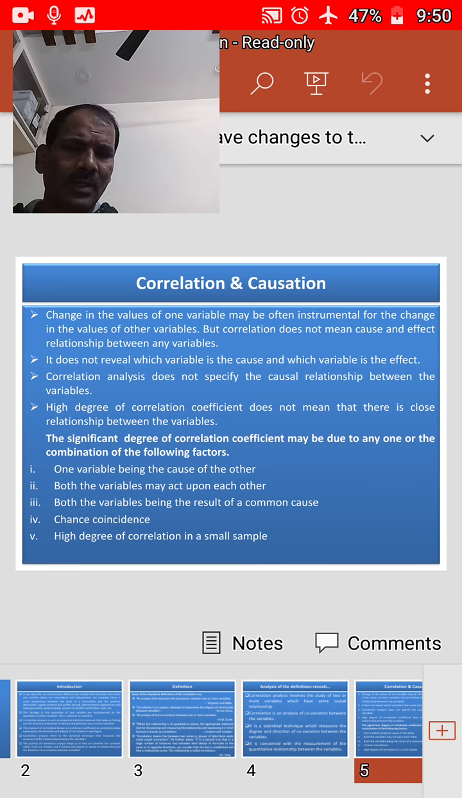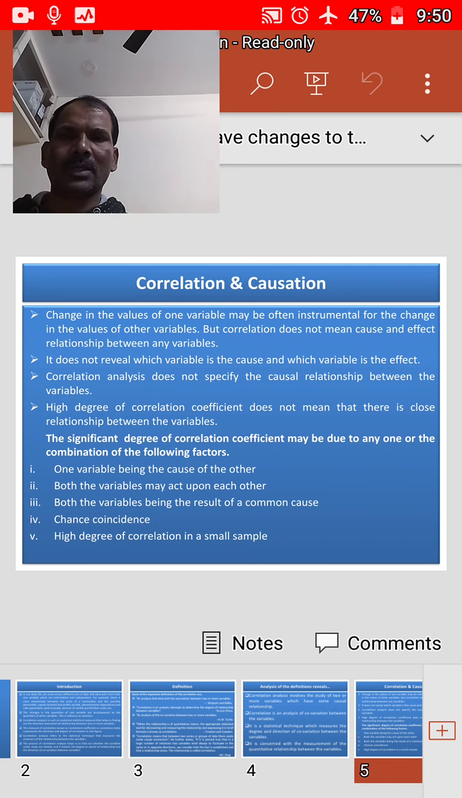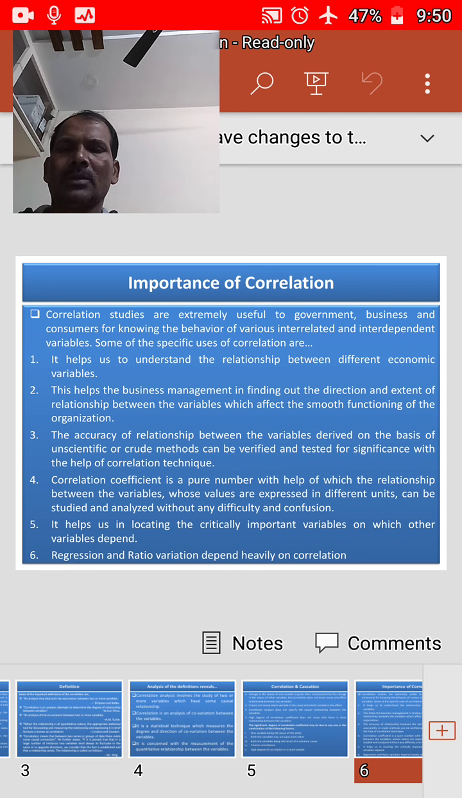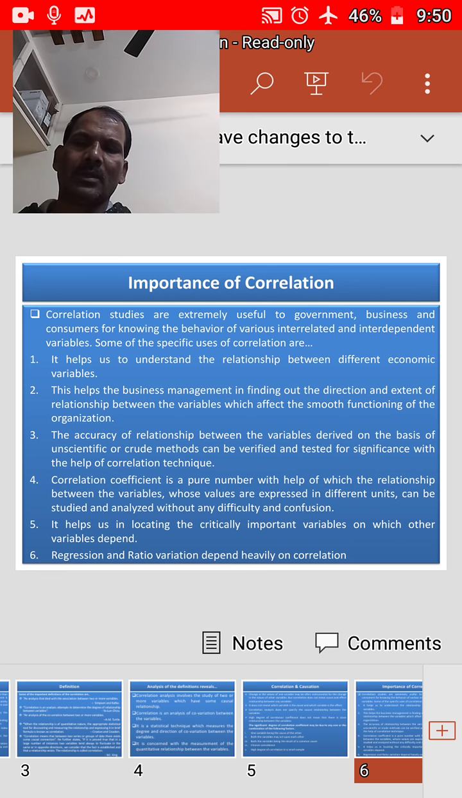High degree of negative correlation between the heights of fathers and sons might be on account of the study of a small sample of pairs of them. We can't conclude with those small samples. We should not come to a conclusion by considering the small samples. And next we have importance of correlation. What are the importance of correlation?